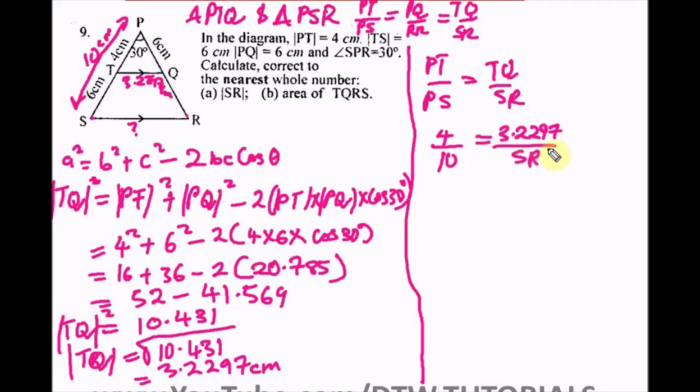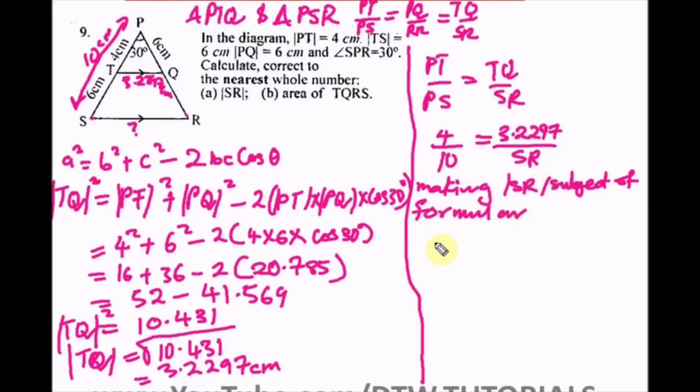Okay, from here all we need to do is just make SR subject of the formula. Please make sure you state that. Or you can just say cross multiply, but me, I prefer to go straight to the point. Just say making SR subject of formula. So you have here SR is equal to what? That will be 10 times this, then divided by 4. So we have 10 times 3.2297 divided by 4.